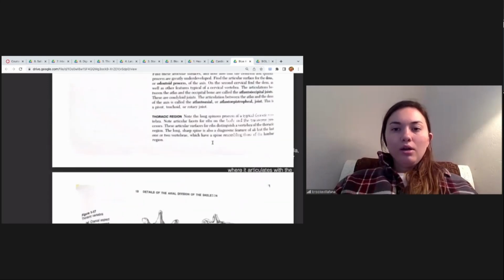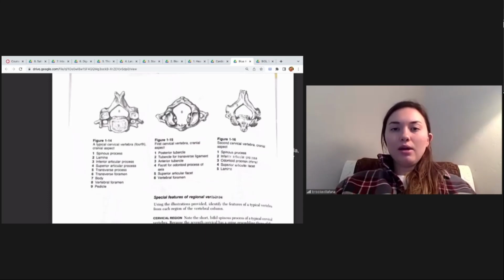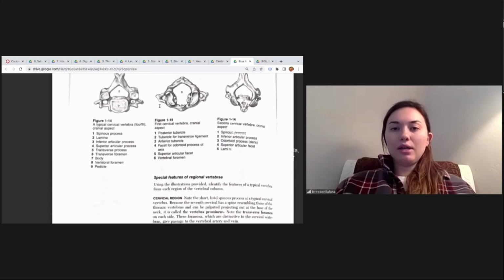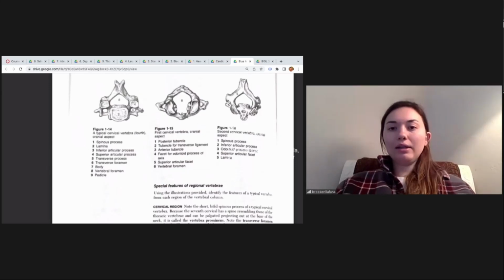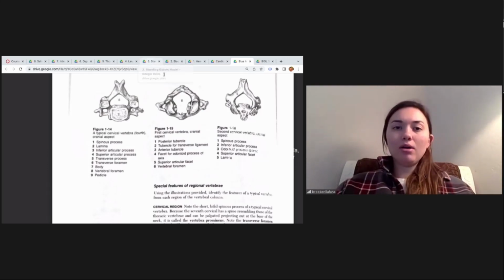Okay. So there's a lot of vertebrae, right? There's these 3. The only thing you're supposed to know on these 3 is how to tell the difference between the axis and the atlas. And you need to know the difference between cervical, thoracic, and lumbar. But you don't need to know all the different parts on them.